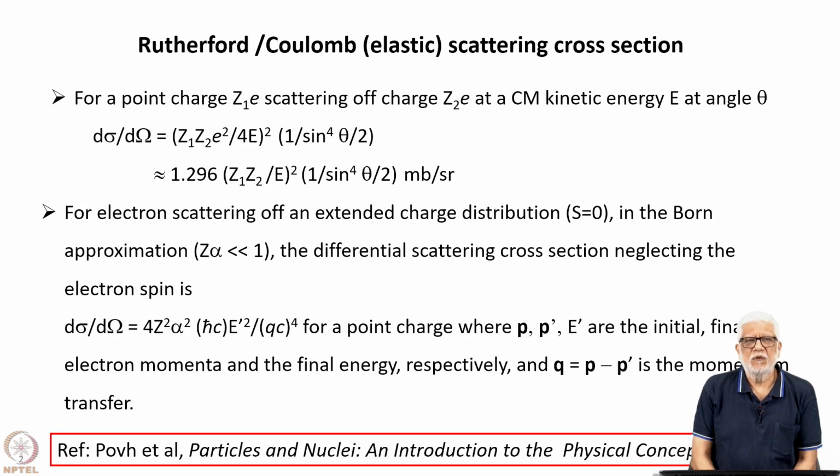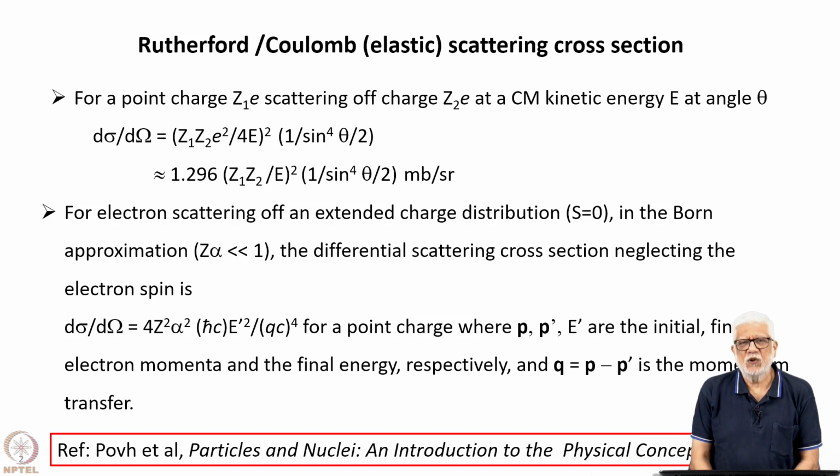If you remember, the Coulomb elastic scattering cross section, for a charge Z1 e scattering off another charge Z2 e at a center of mass energy E and angle theta in the center of mass, goes like Z1 Z2 e squared divided by 4 capital E, this whole term squared, divided by sine to the 4 theta by 2. And of course, if you put in the constants, you will get about 1.3 times Z1 Z2 by E, squared, times 1 by sine 4 theta by 2, in millibarn per steradian.